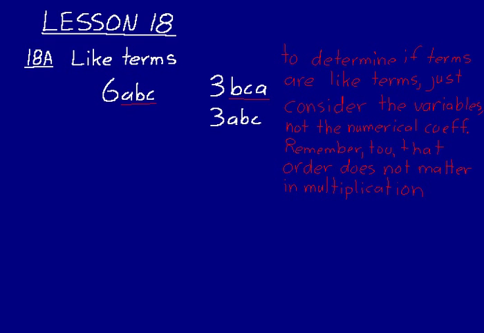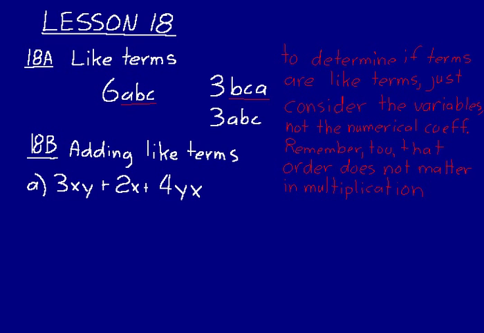All of those are factors. All those letters are variables. Those are all factors of each other. And so the order of them does not matter. And that's something you're going to want to do when you're working with like term problems, is to rearrange all the variables to see if they are in fact like terms or not.